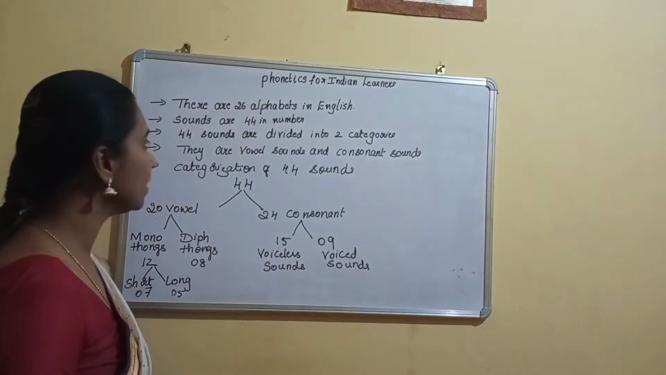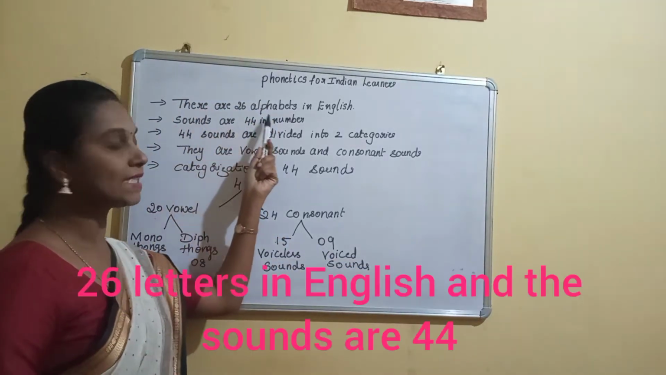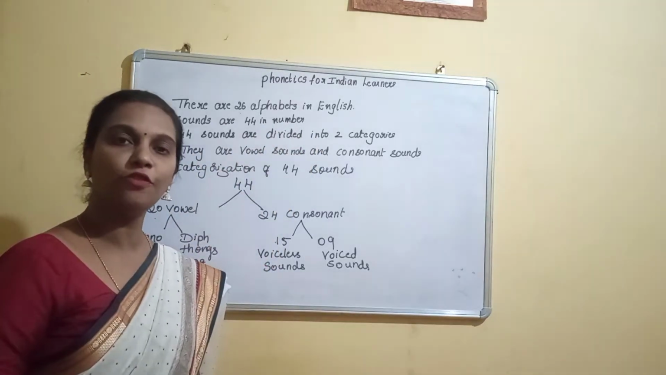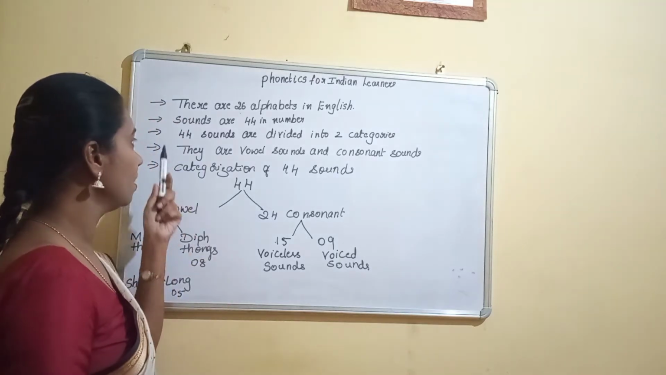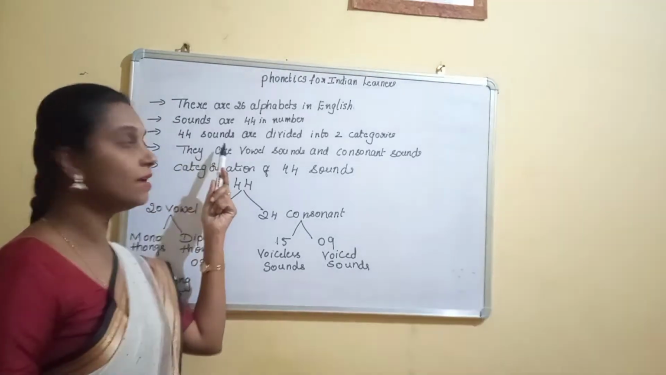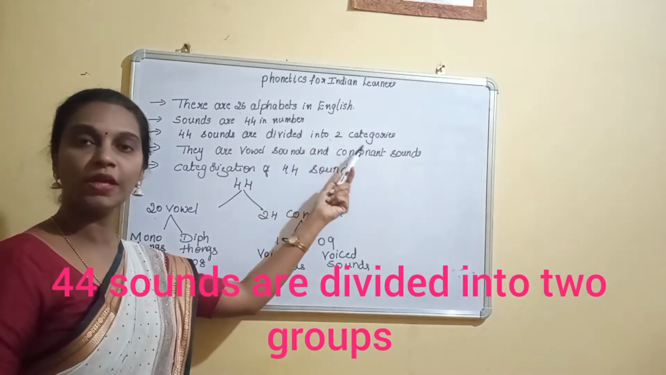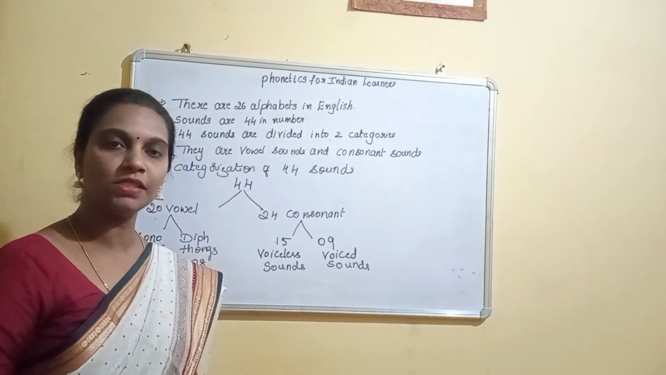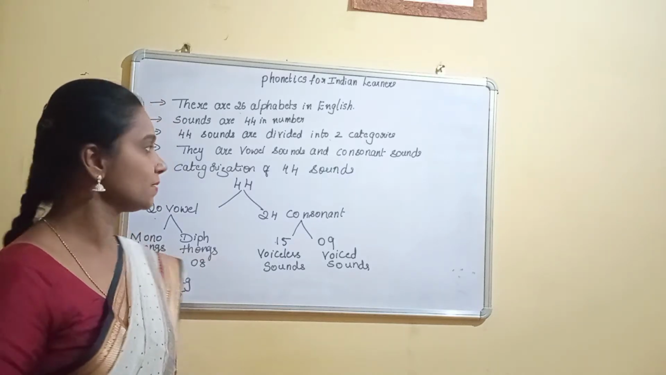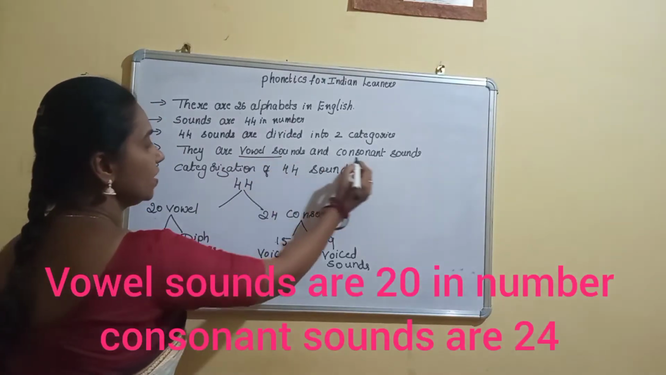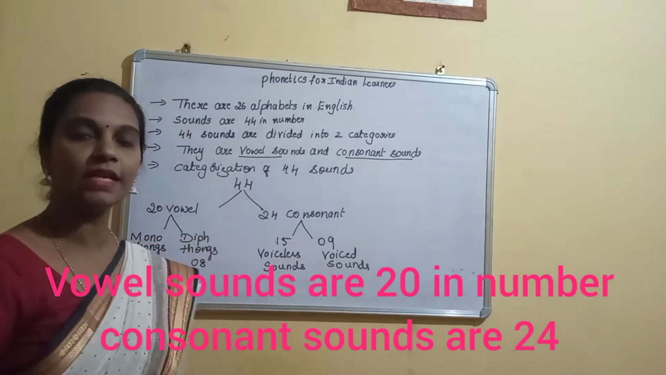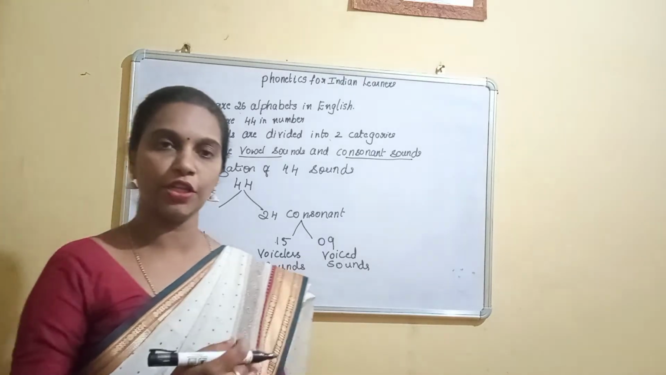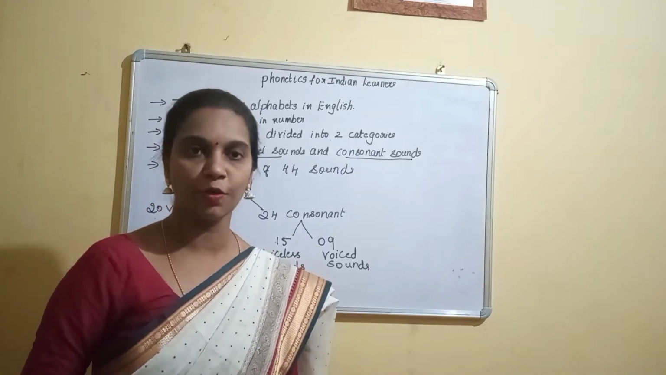As we all know, there are 26 alphabets in English, but the sounds are 44 in number. The 44 sounds are divided into two categories, vowel sounds and consonant sounds. Now let us learn the categorization of these 44 sounds into different groups.